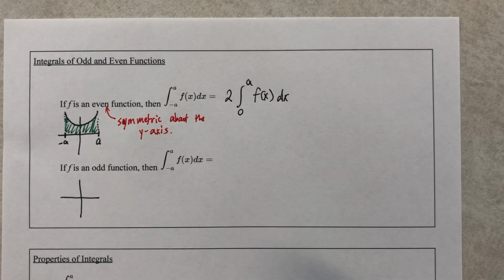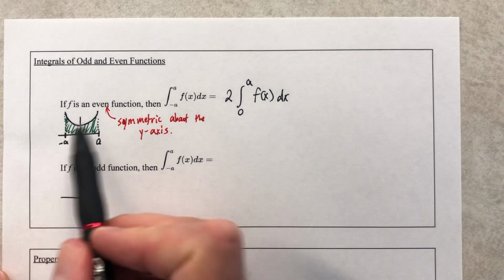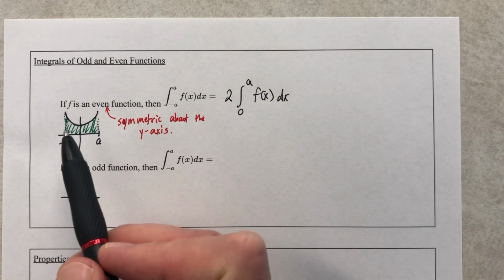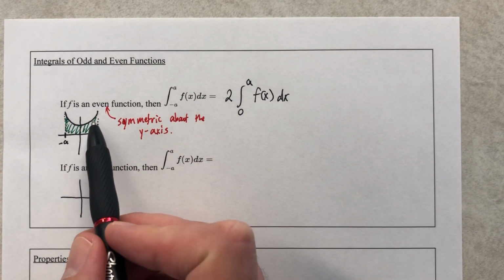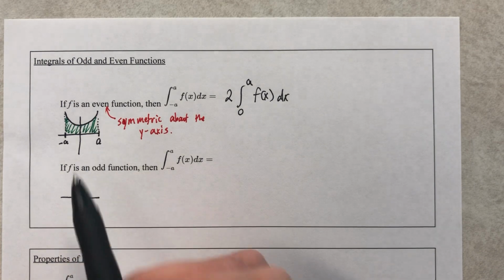Let me give you another example of an even function that does not have even exponents. It doesn't even have exponents, really, in a polynomial sense. Cosine. Cosine is an even function.